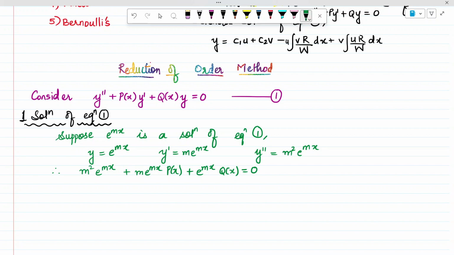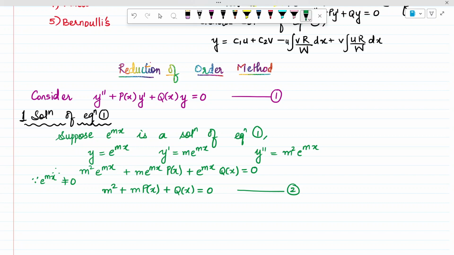Okay, fine. Now, since e raised to mx is never 0, right? Exponential term हमें कभी भी 0 नहीं होता है. Positive powers ले लो, negative powers ले लो. This will never be 0. So I'll divide throughout by e raised to mx. तो मुझे मिलेगा m square plus mpx plus q of x equal to 0. Okay, let me call this equation number 2.